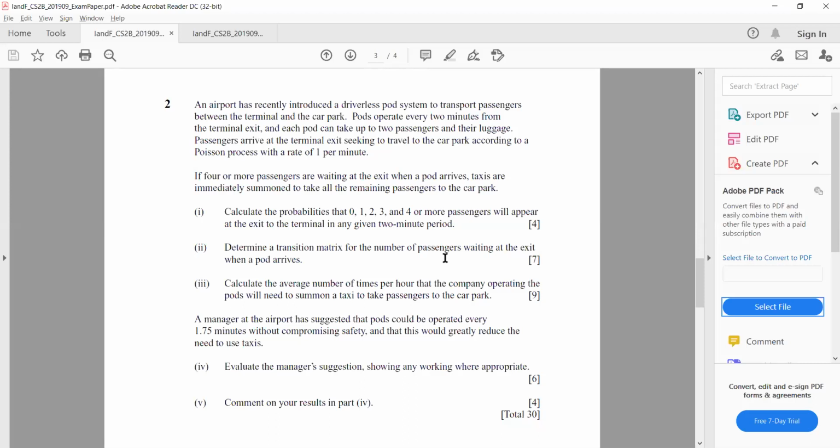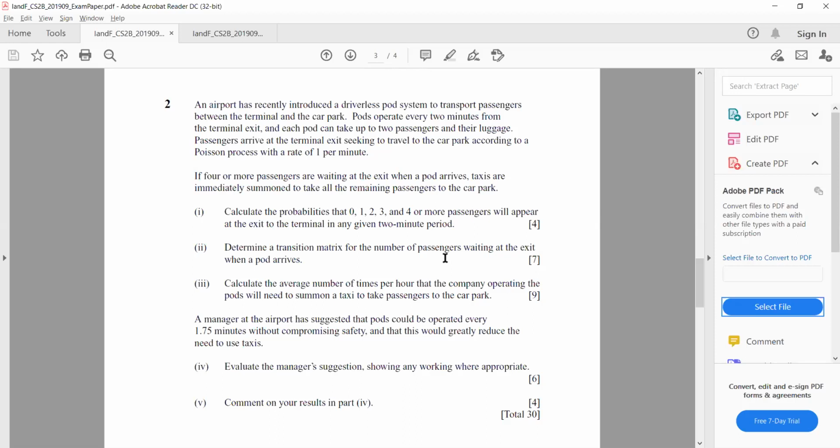Okay. We could also model it this way: 0, 1, 2, 3, 4, 5, 6, 7, 8, and so on. Any reason why you're leaving it at 4 plus itself? Yeah, because if it is 4 plus when a pod arrives, everybody is going away. So once it is 4 plus, it's as good as 0 again, because taxis are coming and taking everyone away to the terminal or to the car park.